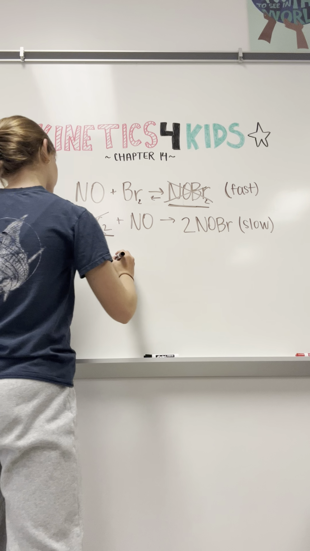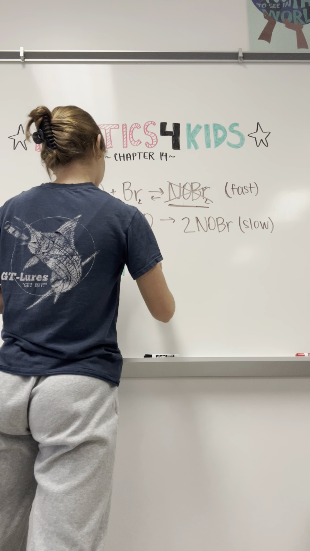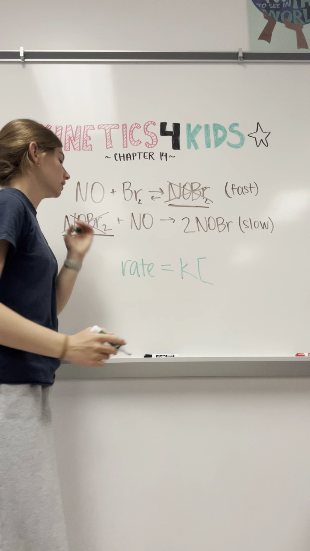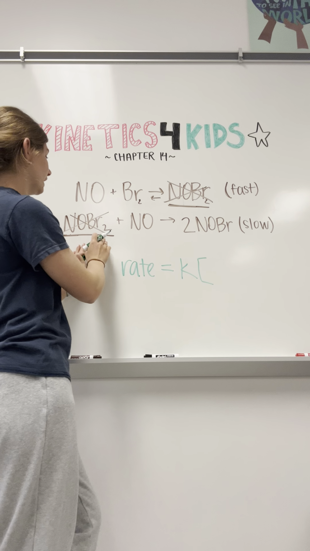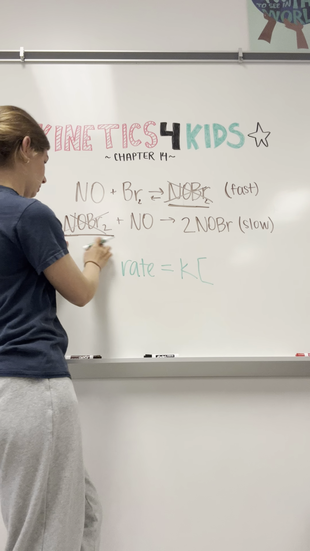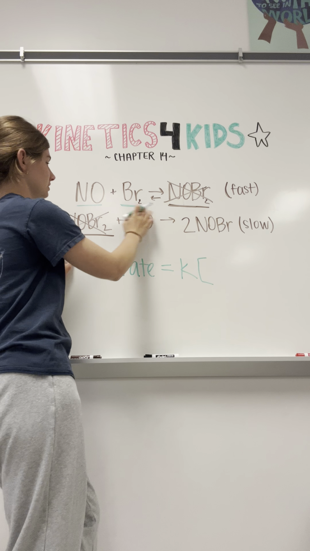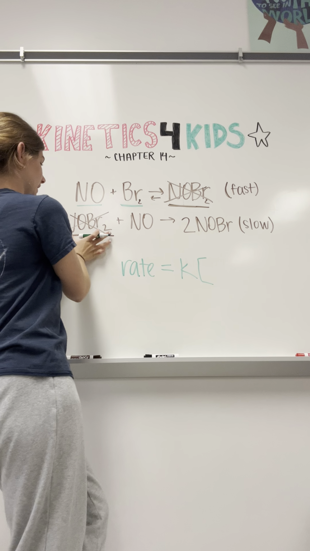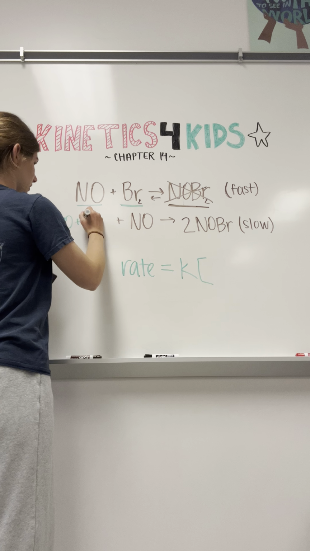So let's write out our rate equals our rate constant and then a concentration. If we're working backwards from the slow step, our reactants, we have to separate this into what made the NOBr2. And that is NO and Br2. So in this equation we see these two reactants are forming this intermediate. So if we were to break this intermediate down into its reactants, it's really NO plus Br2.